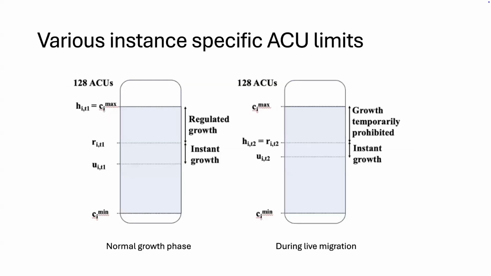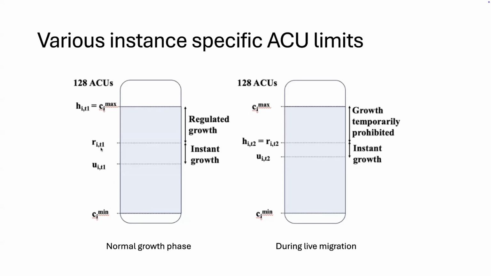Just before going into depth here, let's try to figure out these two phases. One is the normal growth phase and one is during live migration. These are some of the nomenclature used in the paper. We have CI min and CI max, which are the customer min bound and customer max bound provided for their usage. HIT is the maximum which we can use.